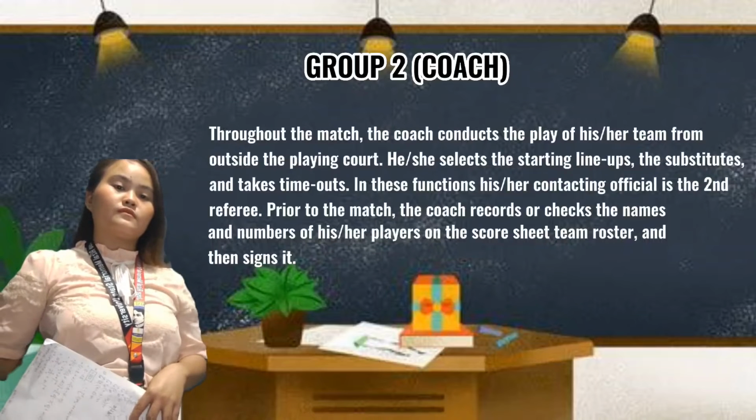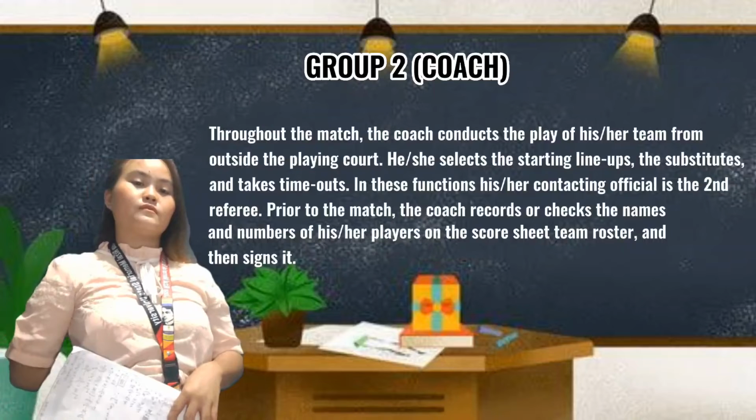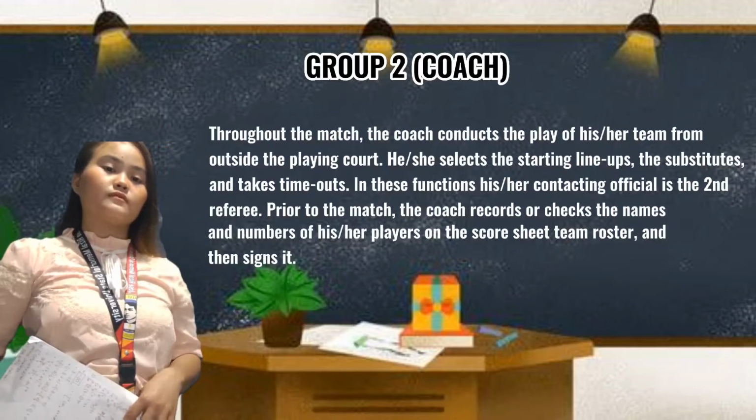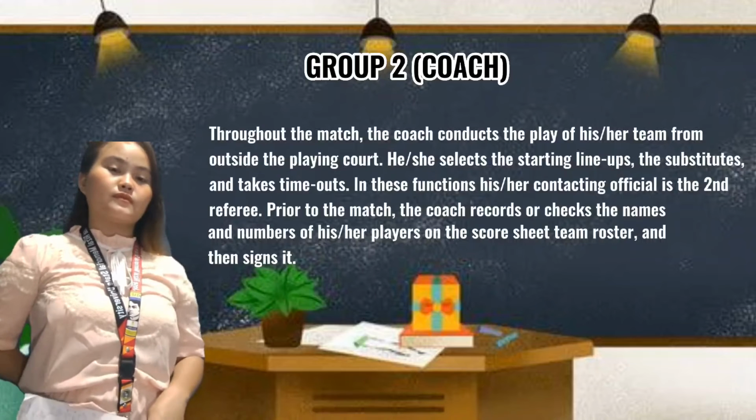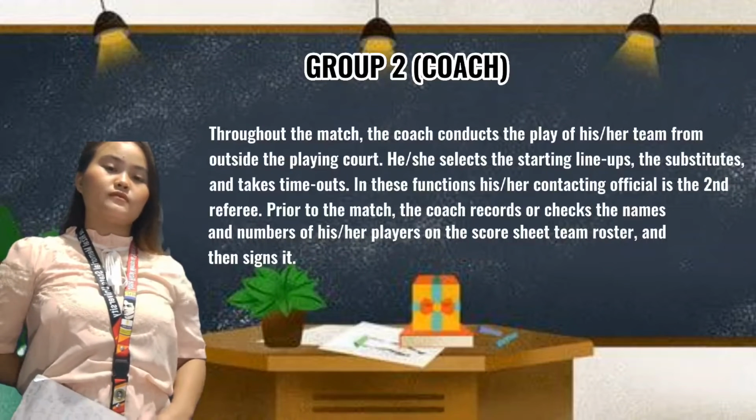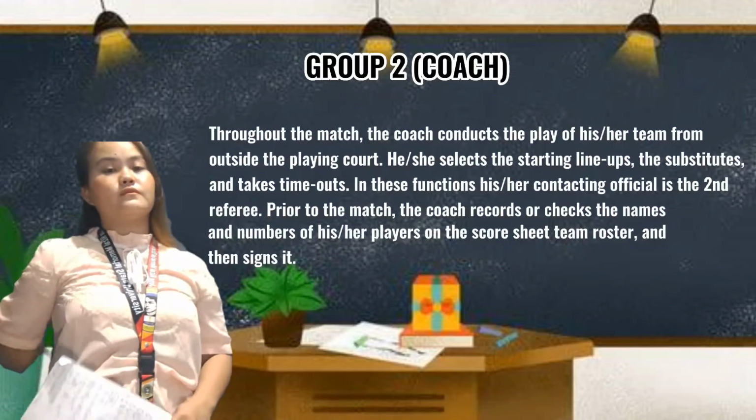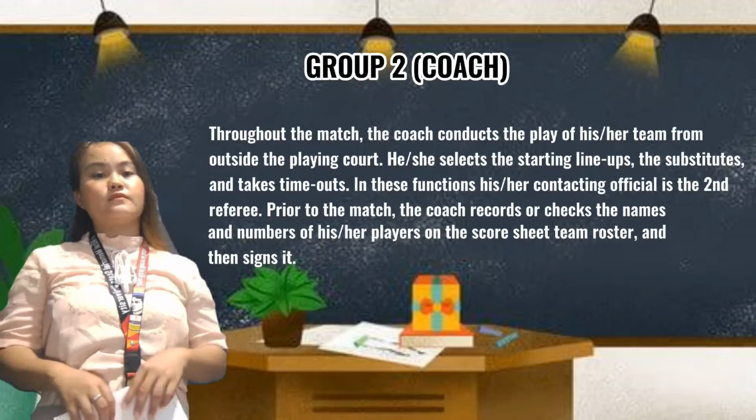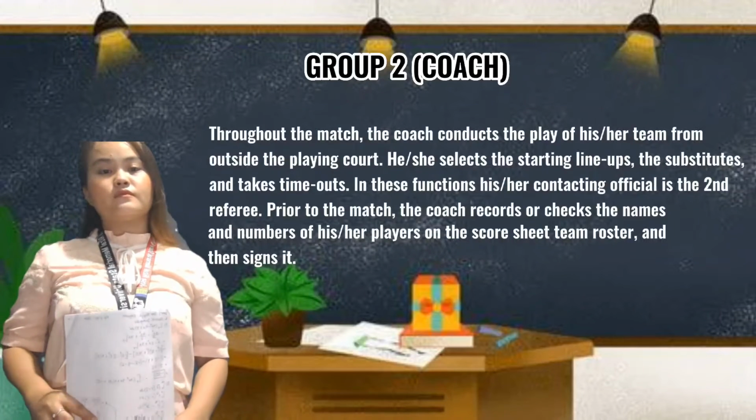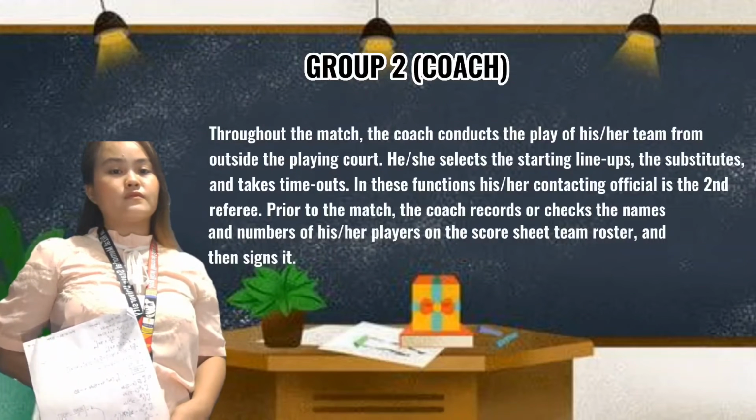Prior to the match, the coach records or checks the names and numbers of his or her players on the score sheet team roster and then signs it. During the match, the coach, prior to each set, gives the second referee or the scorer the line-up sheets duly filled in and signed, sits on the team bench nearest to the scorer but may leave it, requests timeouts and substitutions, and, as well as other team members, may give instructions to the players on the court.